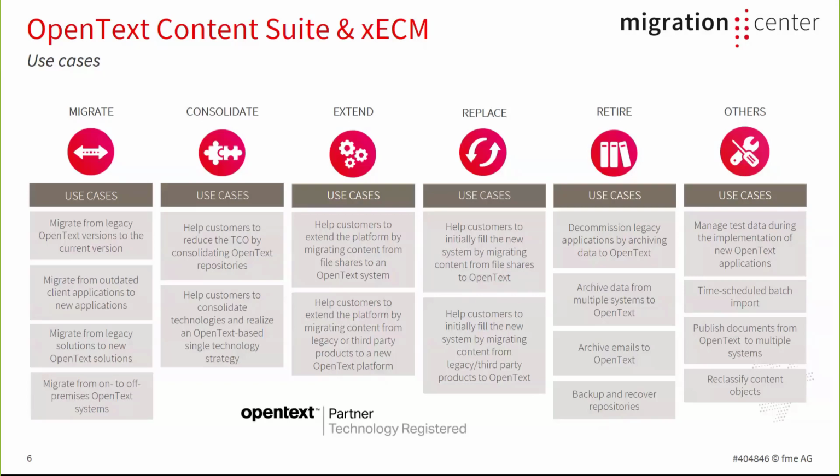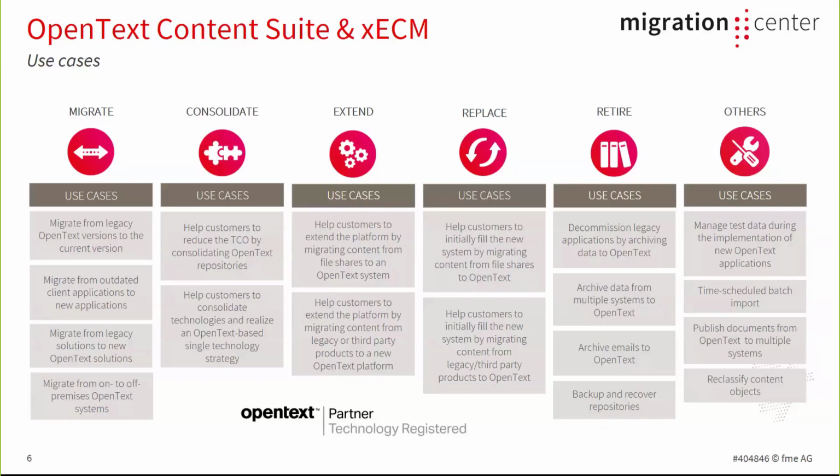We're also helping our customers usually with extending the platform within the enterprise. That means onboarding file shares from different departments, or simply migrating content from third-party products to the OpenText platform. We're also helping with replacement scenarios. That's again legacy systems or file shares. We can just replace them and migrate everything or archive everything into the OpenText Content Suite. Then we also help customers with decommissioning of legacy applications. We can migrate to Content Server and to xECM, but we also support, for example, Documentum, OpenText Documentum, and OpenText Info Archive for these decommissioning and archive scenarios.